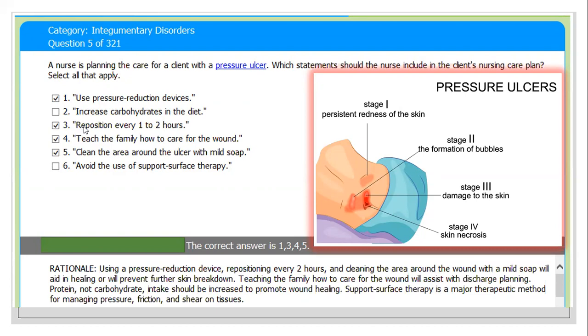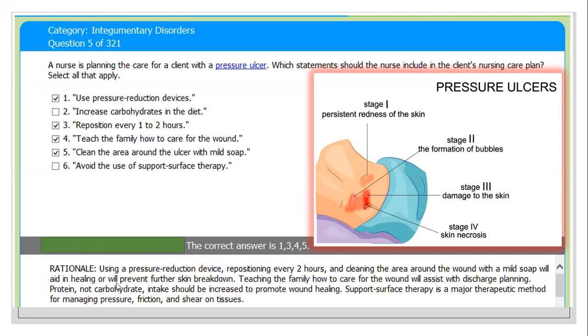Number 3, reposition every 1 or 2 hours. Number 4, teach the family how to care for the wound. Number 5, clean the area around the ulcer with a mild soap. Rationale: use a pressure reducing device, reposition every 2 hours, and clean the area around the wound with a mild soap.